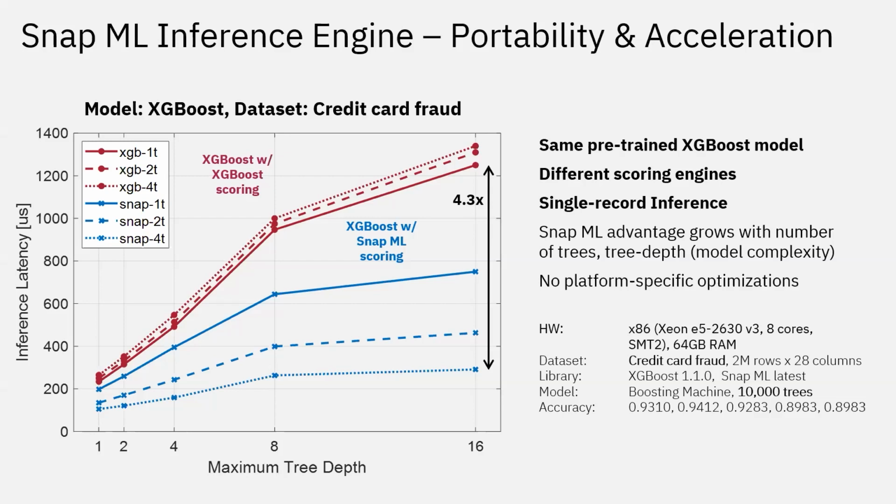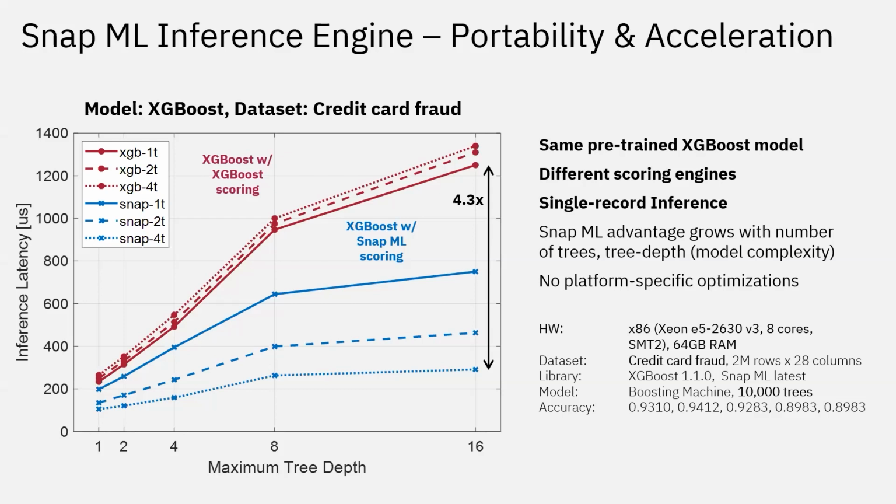What you see here is a benchmark on the credit card fraud dataset. And we have a model which was pre-trained in XGBoost. On the x-axis is the depth of the tree, and on the y-axis is the inference latency. So this is single record inference. We're scoring a single record at a time and sending it back to the user.